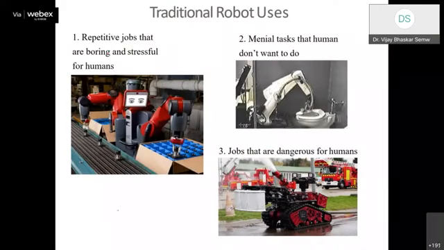Now, in the traditional use of robots, you will find that robots used to work in 4D environments. That is called dull, dirty, dangerous. Here I am trying to teach you how the robot industry has changed after introducing machine learning and AI, and how they are able to match the Industry 4.0 standard. So dull tasks mean repetitive, boring tasks. Repetitive jobs that are boring and stressful for human beings can be performed by robots.